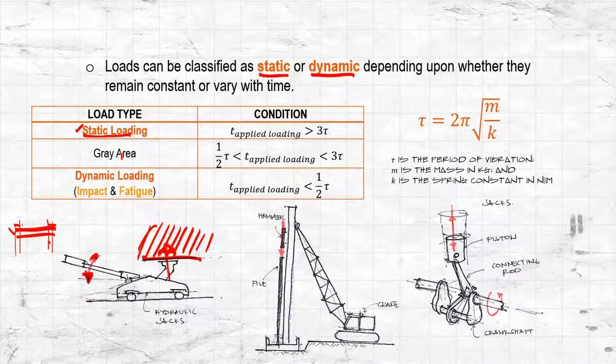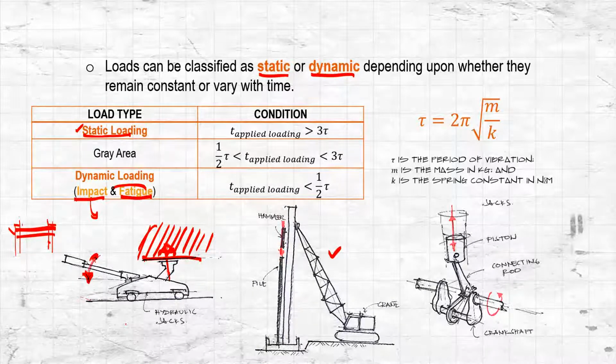Okay, and for the dynamic loadings, we have two types. We have impact loadings and fatigue loadings, and the difference between impact and fatigue is that impact can be described as something like a sudden increase. Okay, so take note of the word: a sudden increase of the force or the load. Like for example, this one, the pile hammer. The force right here is actually an impact loading.